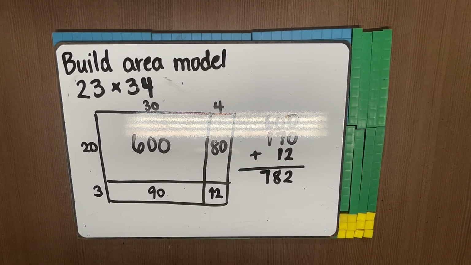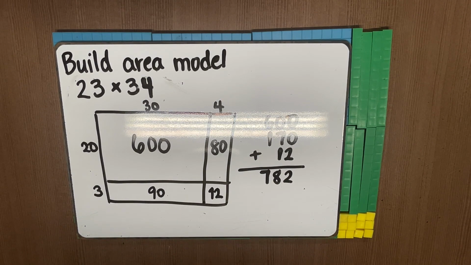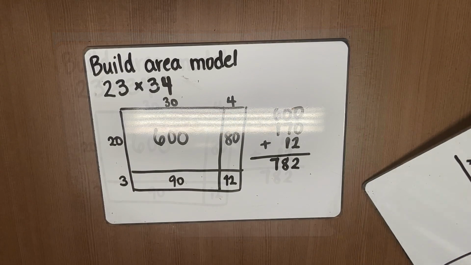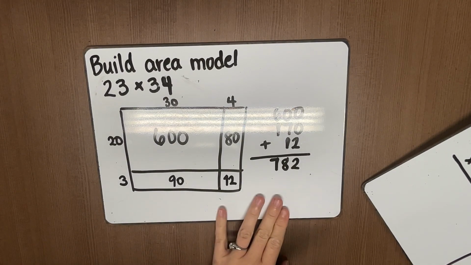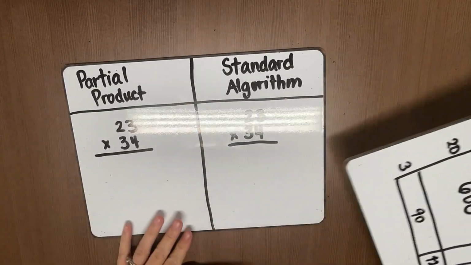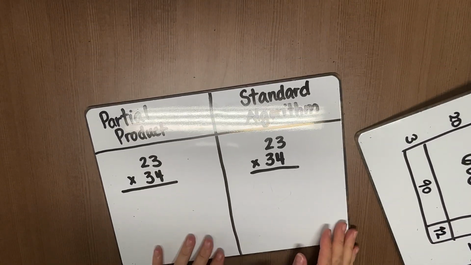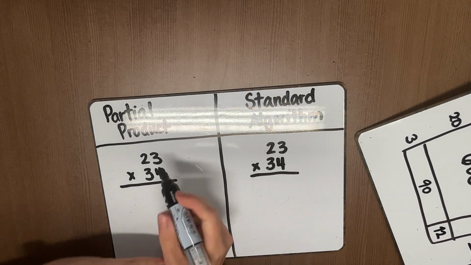Here is a challenge. Try partial product or standard algorithm and see how it compares to our area model. We have done an area model for 23 times 34. Let's compare that to partial product and standard algorithm and see what connections we can make. So let's start with partial product.